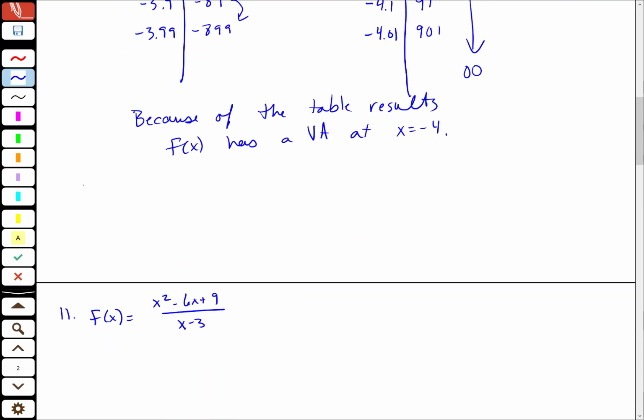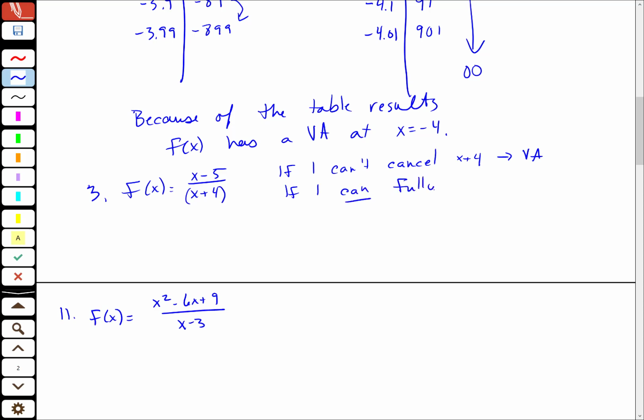Oh, and then I want to do one more. There's one more way to kind of show this, and this is just to look at the factored form, and we'll see this more clearly with the next example, but the problem is coming from this denominator where it's 0. So if I had x plus 4 in the numerator, I could cancel them. If I can't cancel x plus 4, then this is a vertical asymptote. If I can fully cancel, and there's no more x plus 4's in the denominator, then this is a hole. In this case, there's no x plus 4 in the numerator that allows me to cancel.